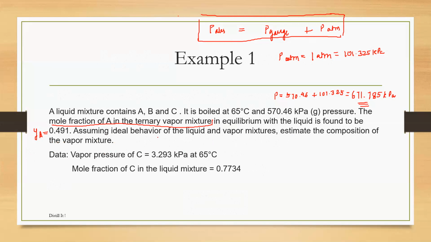They have given the vapor pressure of C, P naught C, as 3.293 kilopascal, and the mole fraction of C in the liquid mixture, that means XC, is given to be 0.7734. Hopefully you have understood this question. I have not done the solution yet. Now we'll move on to solve this question.